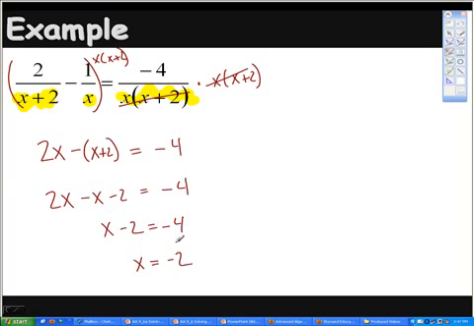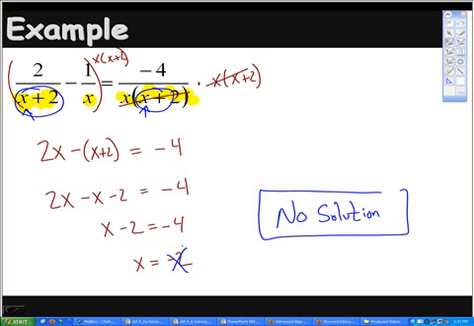Let's see if this checks. So we'll plug negative 2 in and see what we get. Well, if I plug negative 2 in right here, ooh, I get a big 0 right there. If I plug negative 2 in right here, I get a big 0 right there. We cannot divide by 0, therefore this answer will not check, and since it's the only answer we have, when we reject it, we have no solution for an answer. So this question actually has no solution. Can't be solved.